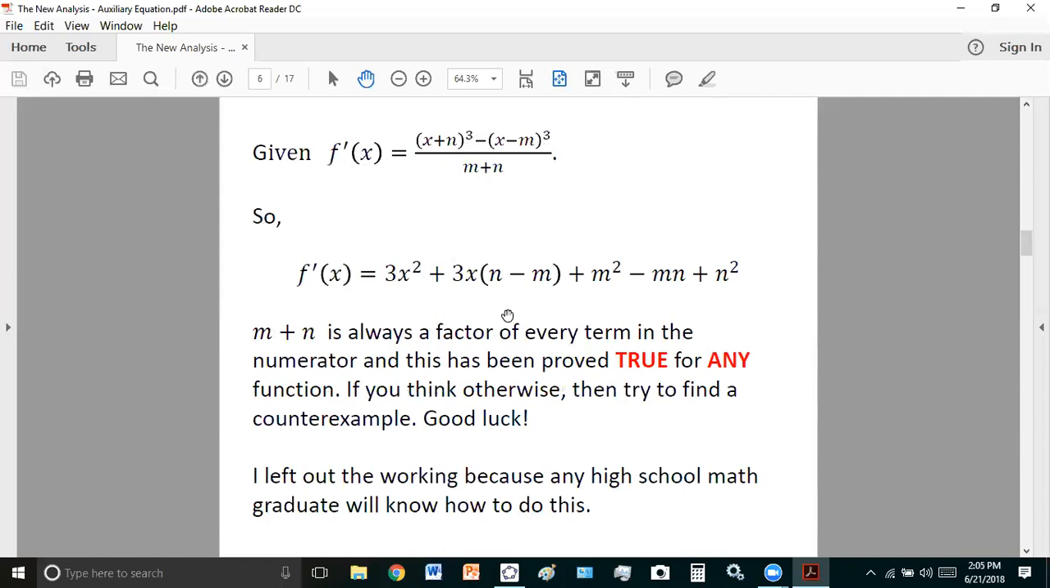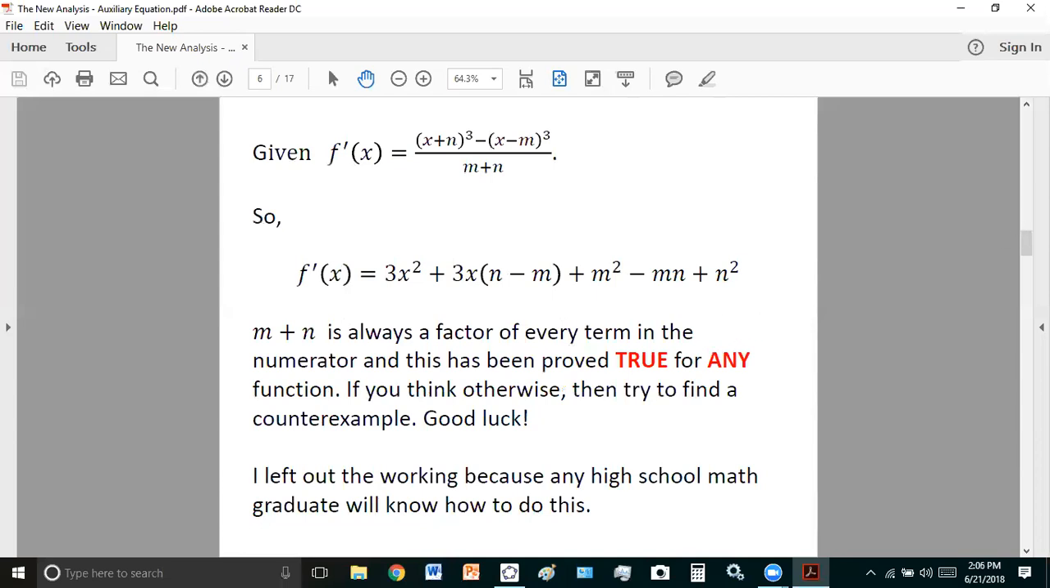So this has been proved for all functions. Now, if you think otherwise, and you'd like to argue otherwise, like one of the morons on sci.math or any of the other websites by the cranks that are out there, try to find a counterexample. And I'll tell you what, I'll come out and I'll openly admit that I'm an idiot. How's that? Good luck. That's all I have to tell you.